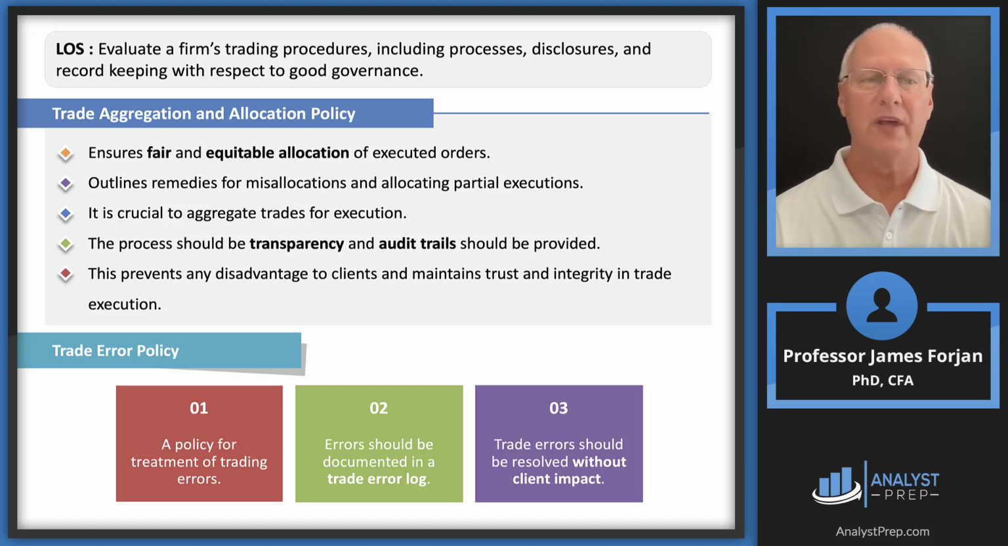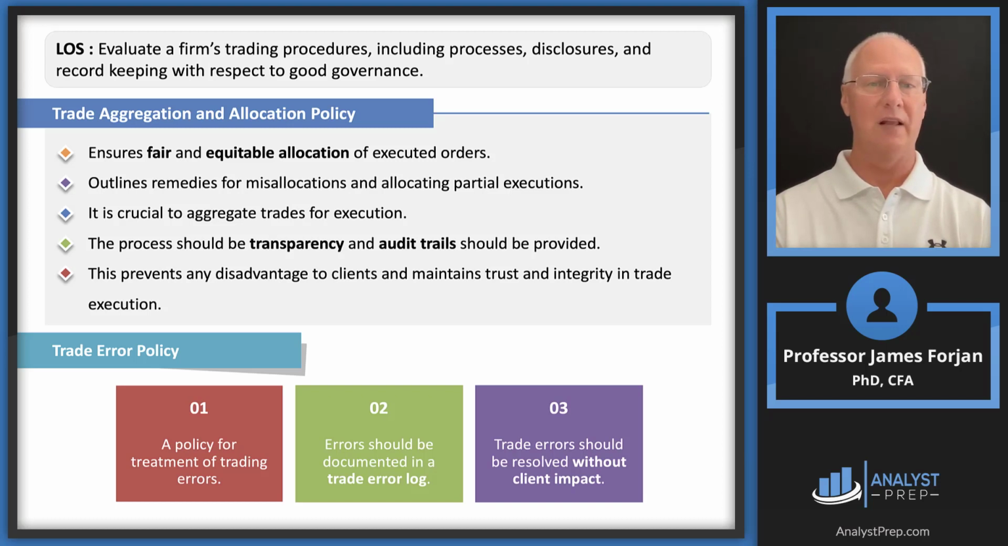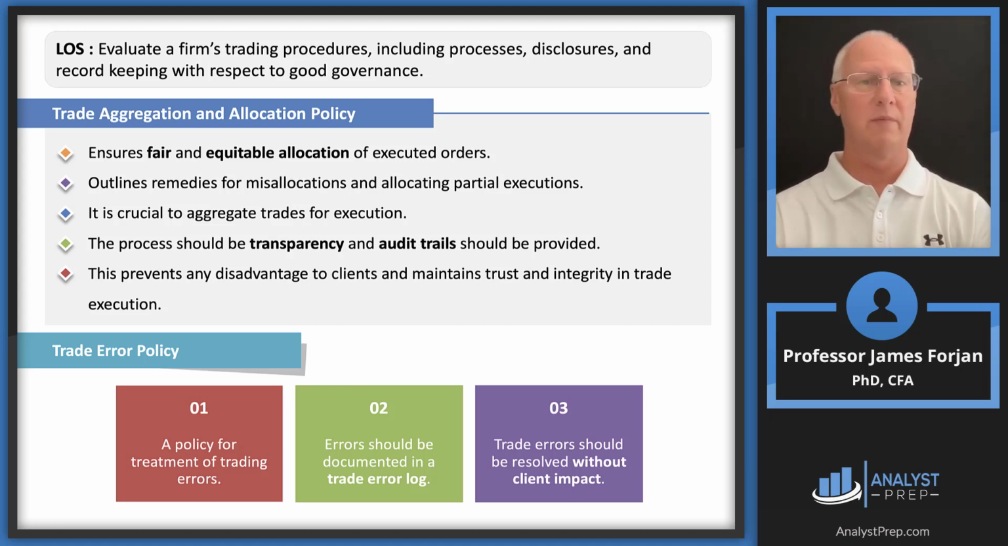This is what I was talking about just a second ago, these next couple of diamond points: remedies for misallocations and allocating partial executions. This is relatively simple if we're swimming with the current, but when we have all these other waves and sharks coming at us, we're going to make mistakes. So there's a misallocation. We're not going to be able to fully execute. So how do we prorate? How do we decide? How do we do all that kind of stuff? This document is going to help us decide which avenue to pursue.